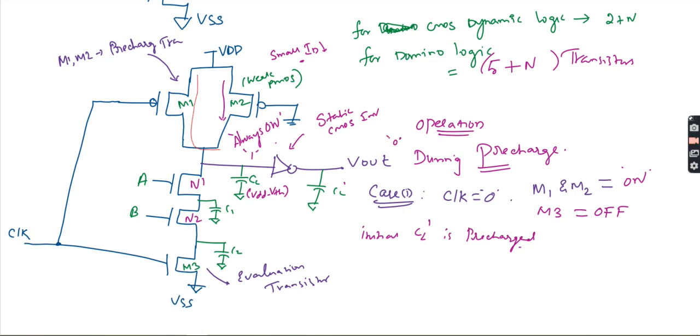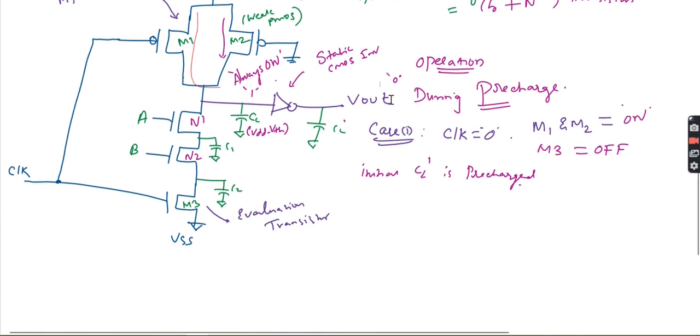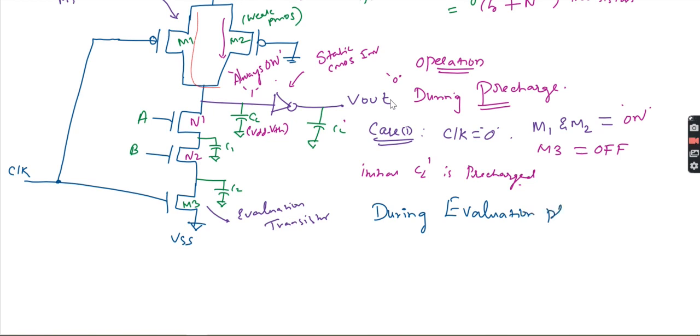So when clock is equal to 0, it is in the pre-charge mode. Now what are we going to do? We are going to apply the inputs now, during the evaluation phase. During the evaluation phase only the circuit will work. So during the evaluation phase, clock is equal to 1.